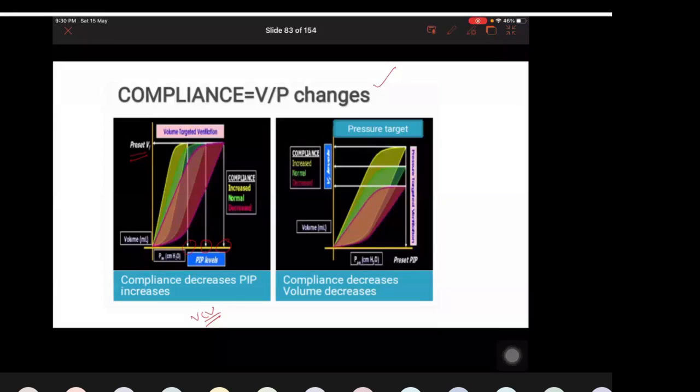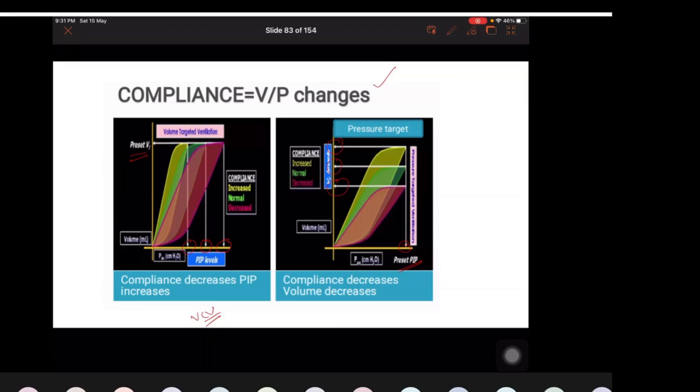Whereas in pressure targeted ventilation, we are setting a preset peak inspiratory pressure, and the amount of tidal volume generated depends upon the pulmonary mechanics. For example, if we are setting 30 centimeter of water, the amount of tidal volume that is delivered varies according to various conditions. For a normal individual, it will reach around the normal limit, but in a highly compliant lung, the same peak inspiratory pressure will produce a large tidal volume because the lung is highly compliant, whereas in a patient who has ARDS, where compliance is reduced, a low tidal volume results.